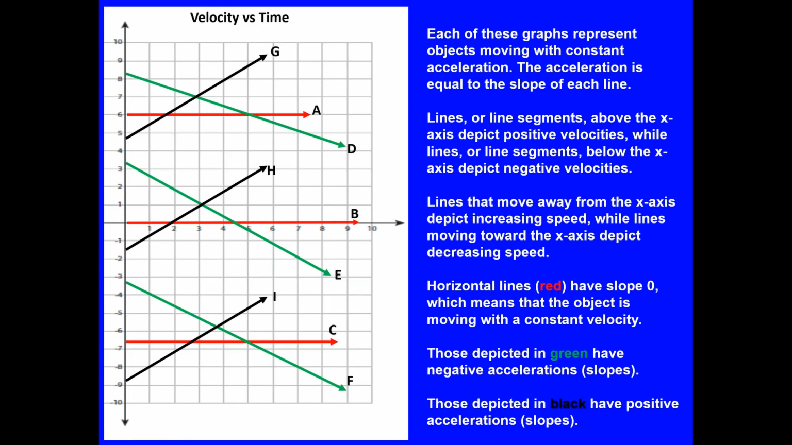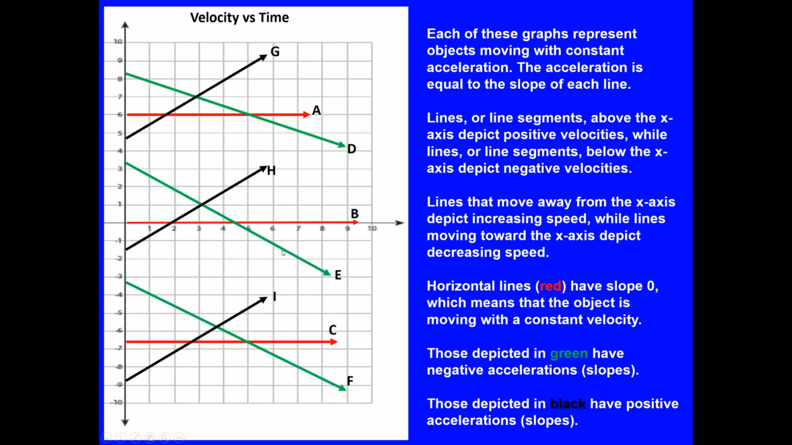So here's what you have to consider when you're looking at velocity time graphs. If the graph is above the x-axis, that's where your positive velocities are. That means you're moving in the positive direction. If your graph is below the x-axis, those are negative velocities, which mean you're moving in the negative direction. Whenever a graph crosses the x-axis, moving from negative to positive or positive to negative, that implies the object changed directions.